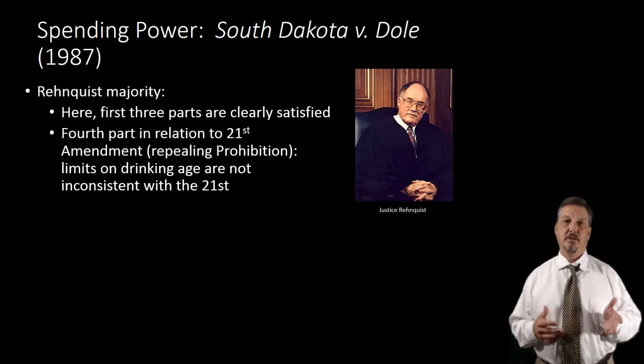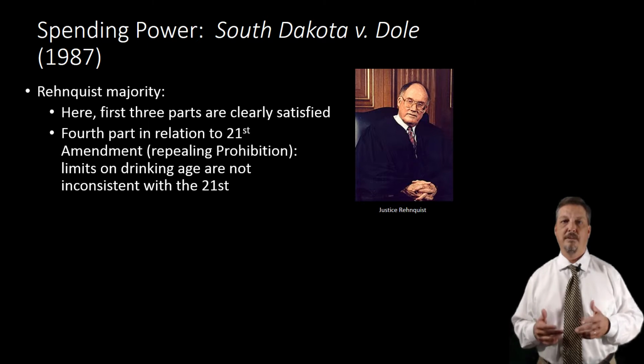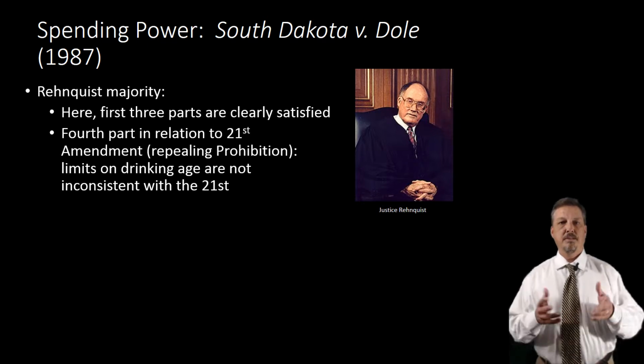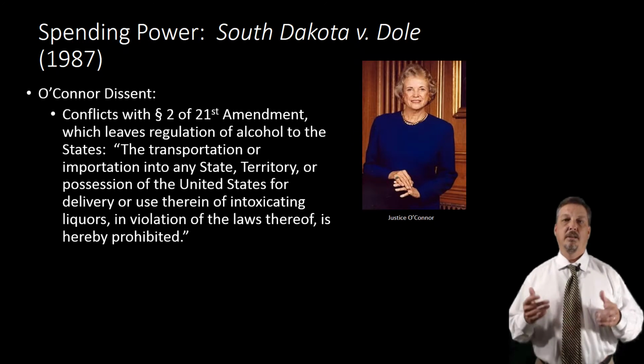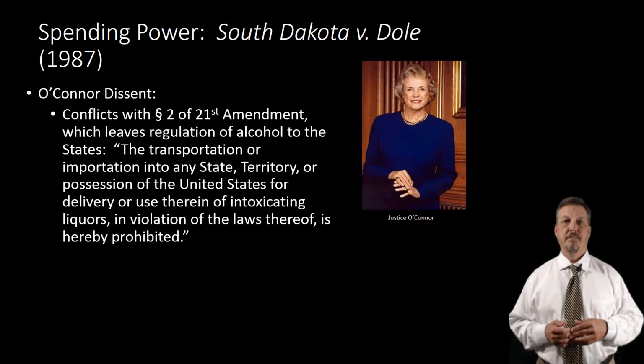As to the 4th part of the test, South Dakota argued that the federal policy conflicted with the 21st Amendment, which repealed prohibition. Justice Rehnquist rejected this argument, holding that limits on the drinking age are not another way of enacting prohibition. Justice O'Connor dissented because she disagreed with the 21st Amendment argument. Section 2 of the 21st Amendment states as follows: the transportation or importation into any state, territory, or possession of the United States for delivery or use therein of intoxicating liquors in violation of the law thereof is hereby prohibited. Justice O'Connor argued that this provision evinced an intent to leave all regulation of alcohol entirely to the states, and that such regulation would include the drinking age.